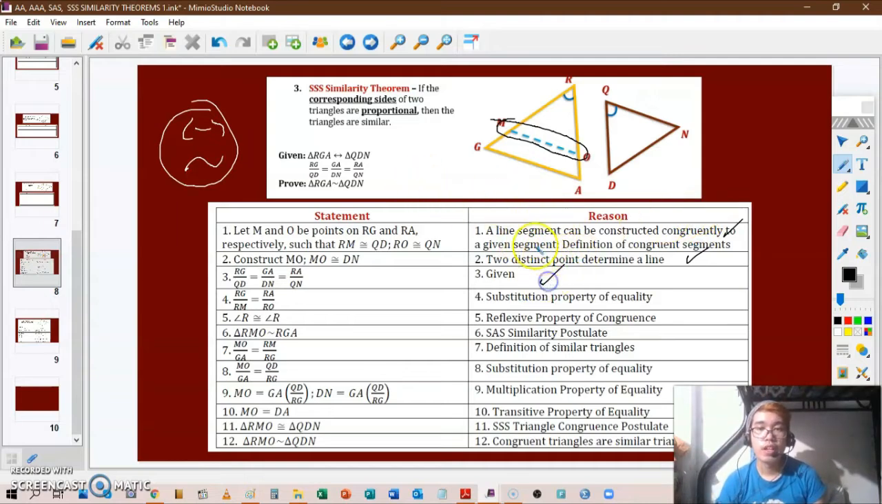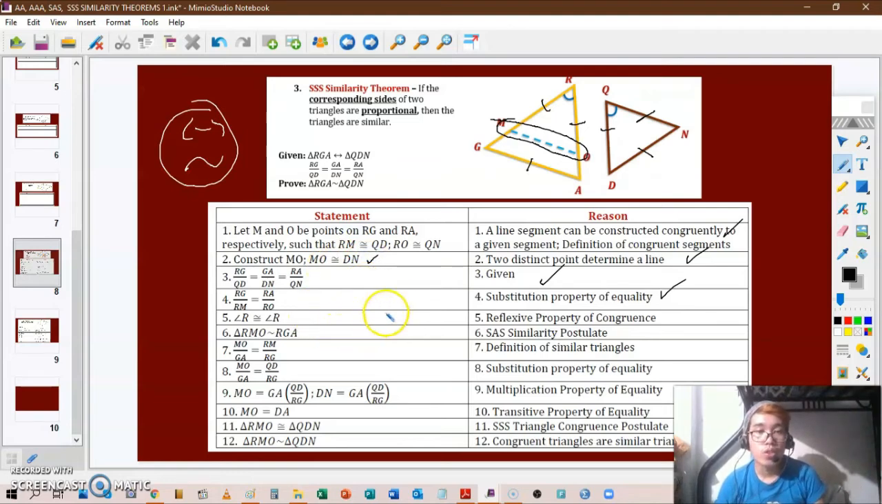Two distinct points determine a line. It's also given that RG over QD is equal to GA over DN is equal to RA over QN. So the ratios of the sides of the two triangles, RG and QD, GA and DN, and RA and QN, are equal. So RG over RM is equal to RA over RO. That's the substitution property of equality, since we said here that MO is equal to DN.